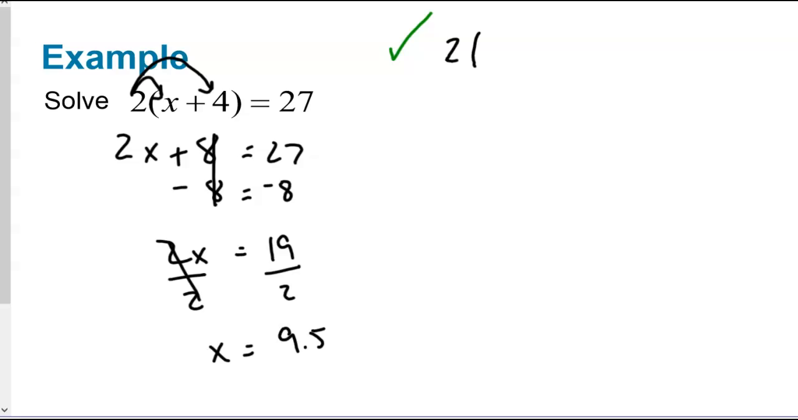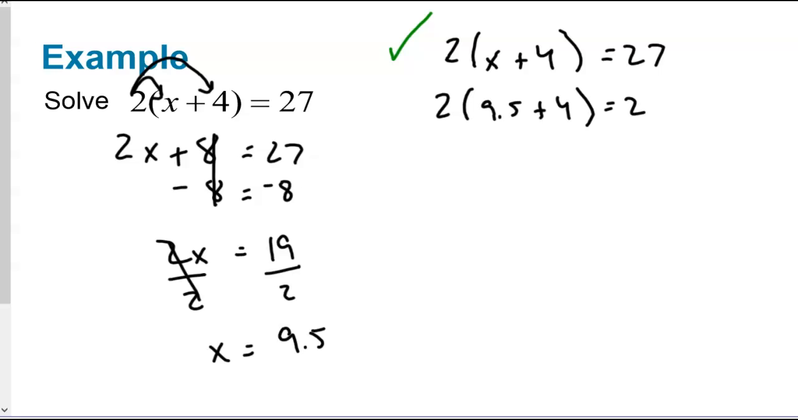We can go ahead and do a check for this by taking 9.5 and putting it back into the original equation. So it's 2 times x plus 4 equals 27. And so we'll substitute in the 9.5 for x plus 4 equals 27. And we'll go ahead and solve for this. So 2 times 9.5 is 19. 2 times 4, because remember we have to distribute for both, equals 27.